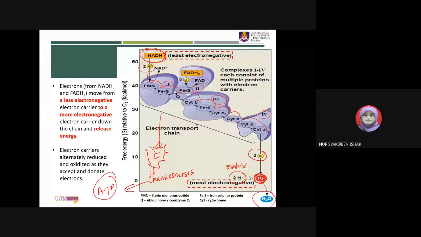Okay, so kalau tengok kat sini, electrons from either NADH and also FADH2 move from a less electronegative electron carrier to a more electronegative electron carrier down the chain and release energy. Maksudnya semakin ke bawah electron carrier tu, semakin dia lebih electronegative. Sebab apa? The function of the electron carrier is to pull electron towards it, to receive the electron and then pass to a more electronegative electron carrier. So maksudnya kat sini, oxygen is the most electronegative electron carrier. Sebab apa? Dia fungsi untuk tarik elektron tu sampai didapat elektron tu.